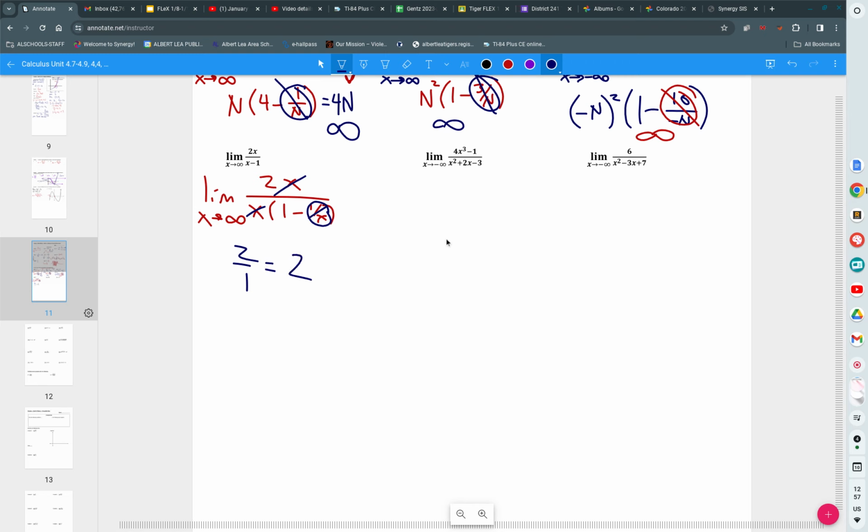To be clear, on the test, if it says to show algebraically, you need to show algebraically, okay? You should all be able to look at that and say the answer is 2, but make sure you show it algebraically, okay? All right.